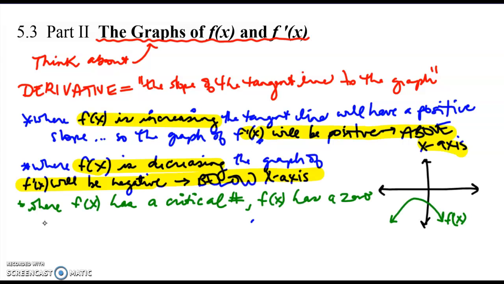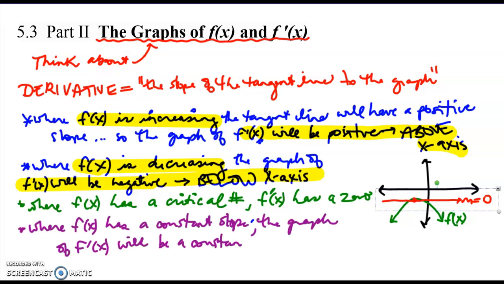Also, wherever f of x has a critical number, that means it changes from increasing to decreasing, or in another case, decreasing to increasing. If there's a critical number, at that spot the derivative has a 0. So for example, in this little graph, we can see that right here will be a critical number, and the tangent line there we know will have a slope of 0. So when we graph the derivative, this spot will be a 0 on that graph.